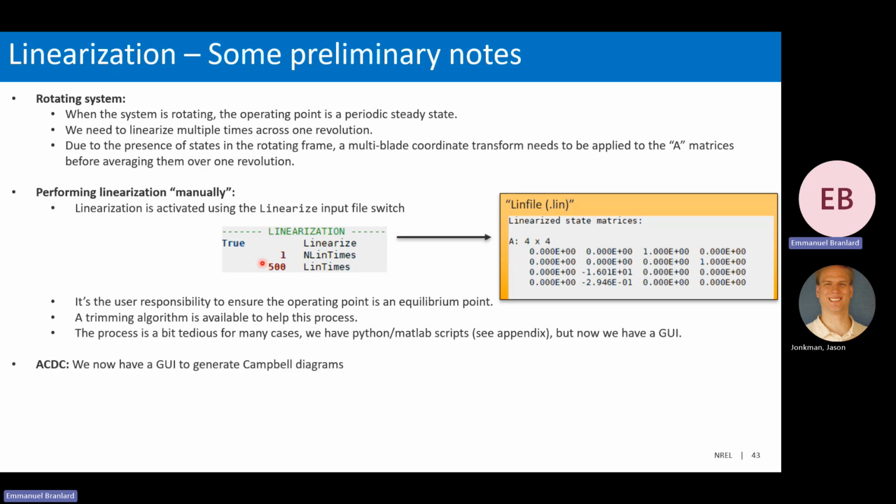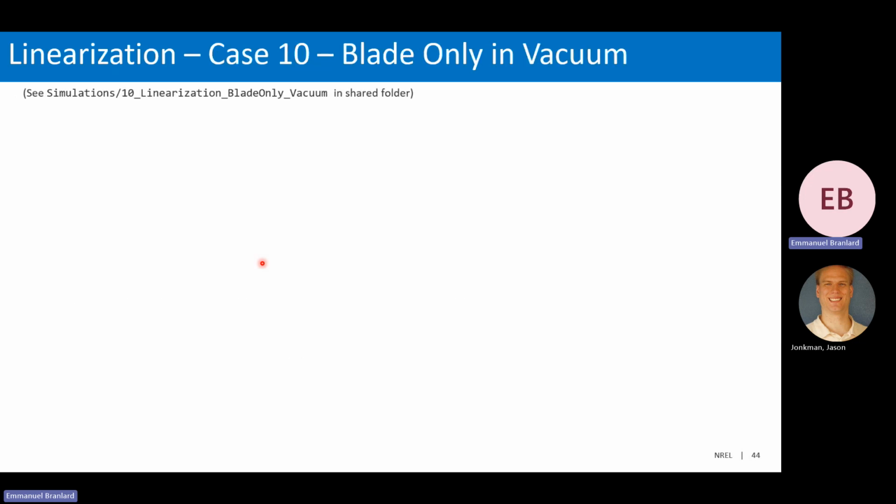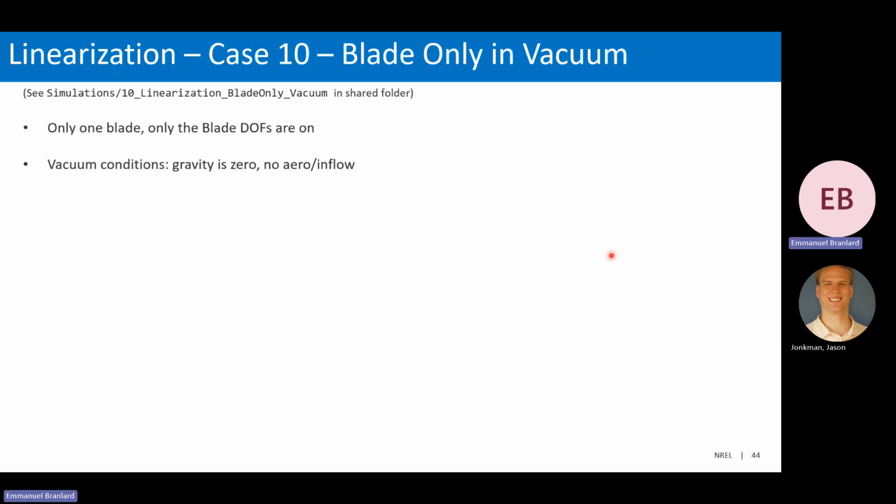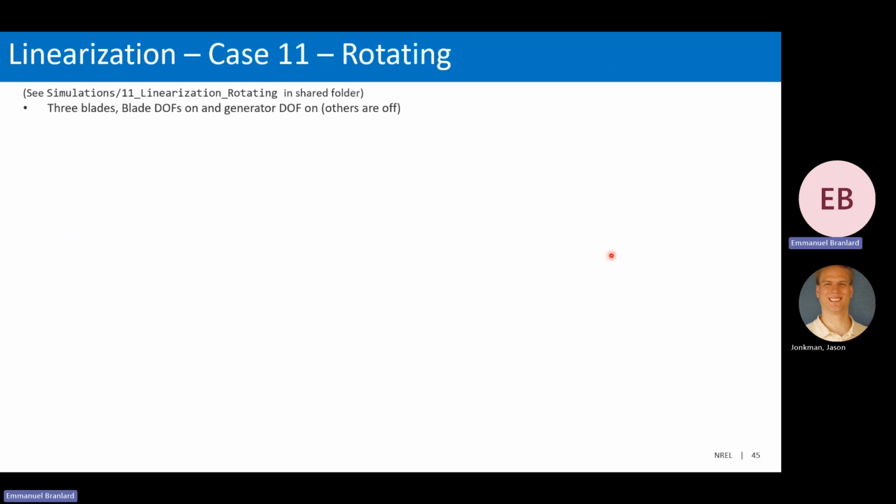You'll also find case 10 and 11. Those are simple linearization. If you don't want to use AC/DC, if you want to just linearize the structure to figure out what are the natural frequencies of the blade in vacuum, you would do it manually. And to linearize manually, you need to change the .fst file of OpenFAST with setting linearize equals true, and then you get a .lin file with an A matrix that you can open yourself. But otherwise, you would use AC/DC, which is easier. So that's it.